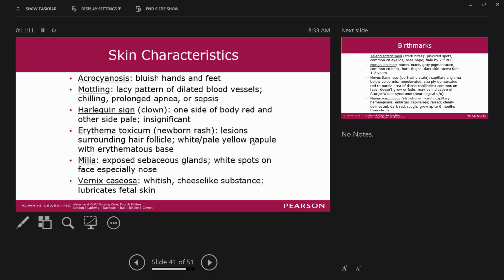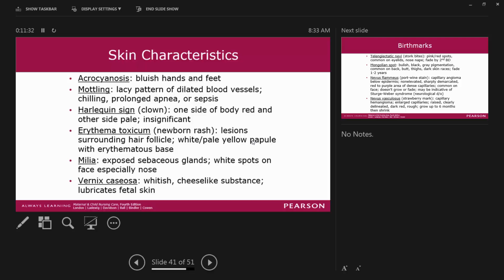So with acrocyanosis, babies are kind of just like, let me just feed my internal organs right now and get used to that, and then I'll start feeding everything else. Not that the hands and feet are getting no blood, okay? They're just getting very little, okay?